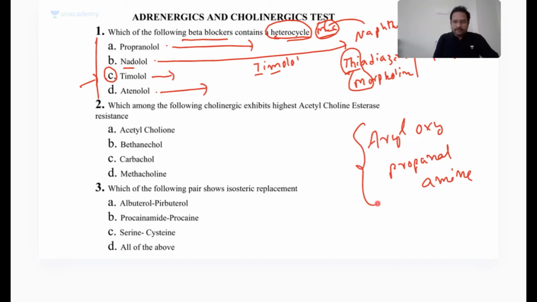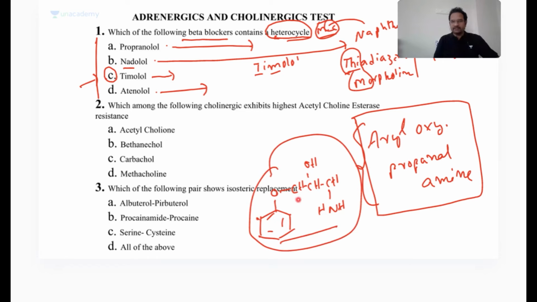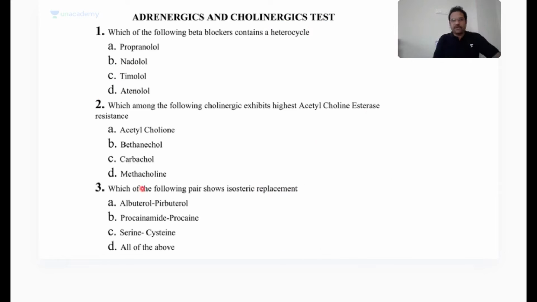Now this is what is called a pharmacophore. Pharmacophore means the group or a ring which is essential for the mechanism of action of the drug. All of them contain aryloxypropanolamine. So you need to have this. Now let me draw this. Aryl, any aromatic ring, oxy, propanol, 3 carbons. In fact, it is 2-propanol, amine, this one. So this is the general structure of all these beta blockers. Aryloxypropanolamines. Now in that, the heterocycle is timolol. So option C is the right answer. Going to the next one.